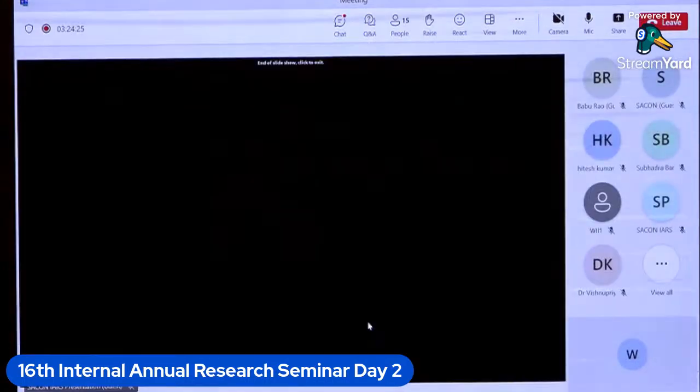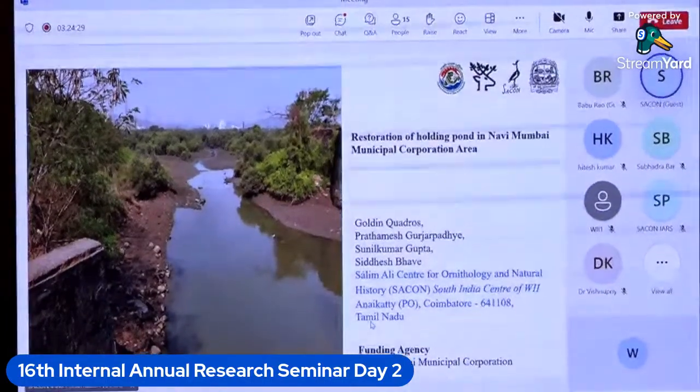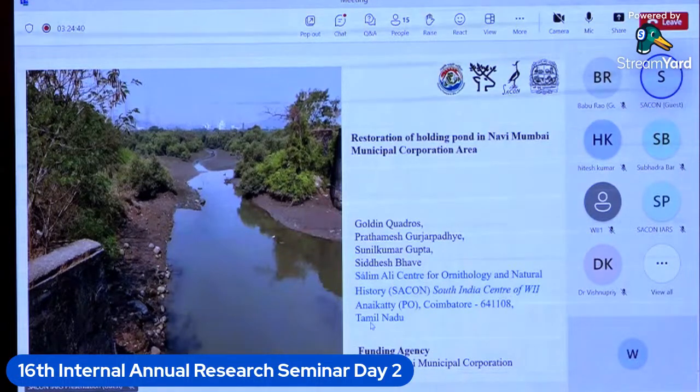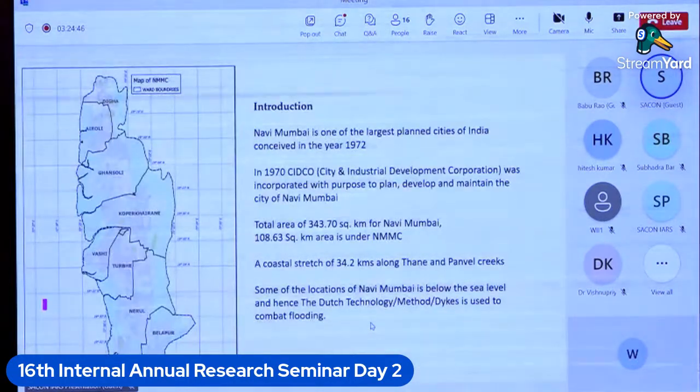Good afternoon, everybody, and thank you for this opportunity for presenting this work. The topic is restoration of holding pond in Navi Mumbai Municipal Corporation area. It is basically a consultancy project that we have been doing for the past 1 year. The study has been in Navi Mumbai.